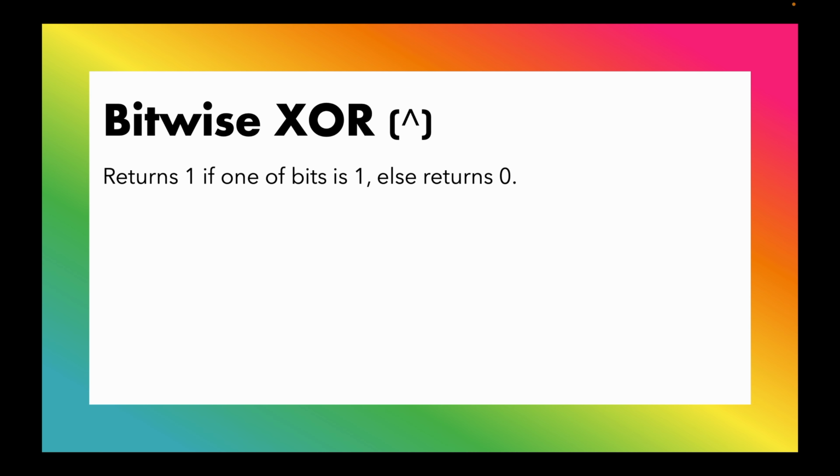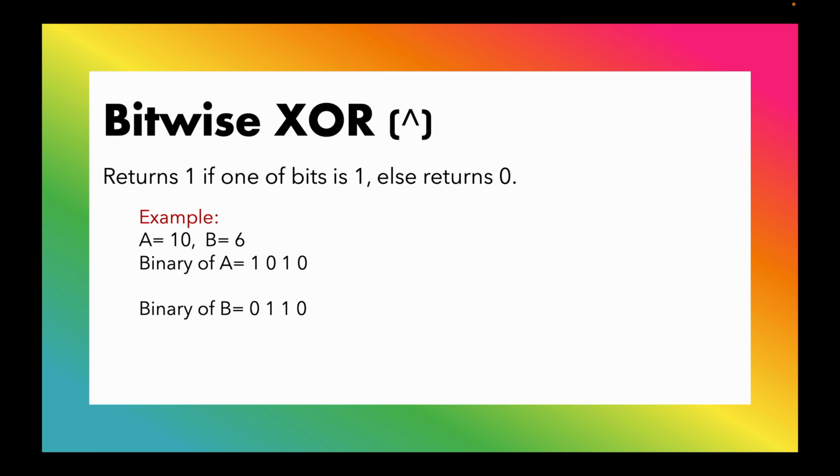Here we have the bitwise XOR operator. In this case it returns 1 if one of the bits is 1, else it returns 0. And let's see the example. A equals 10 and B equals 6, and the binary representation of 10 is 1010, and the binary of B is 0110, and if we do XOR between A and B it gives 1100, and the decimal equivalent of it equals 12.